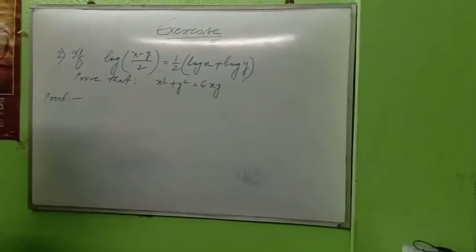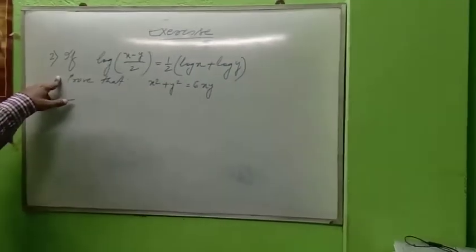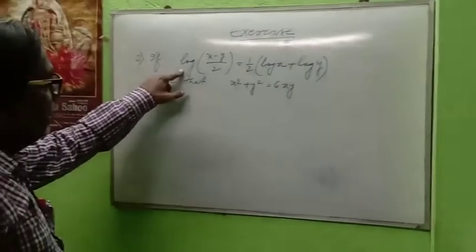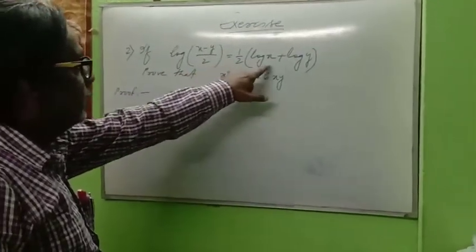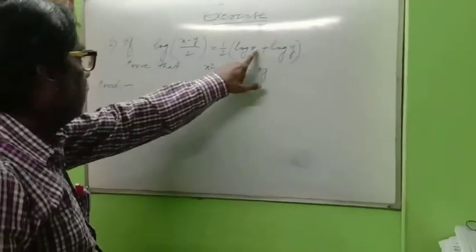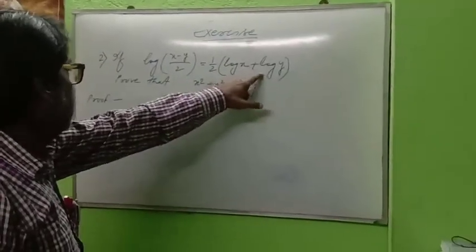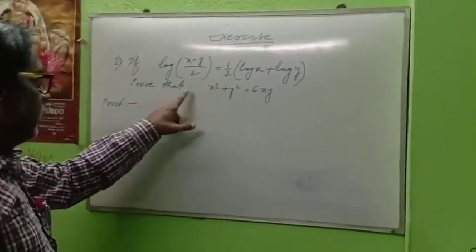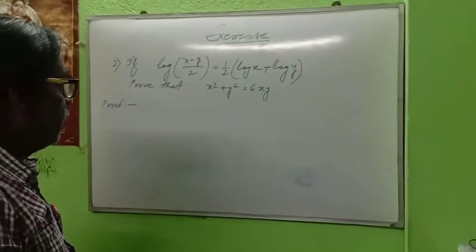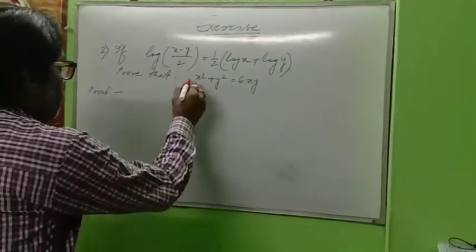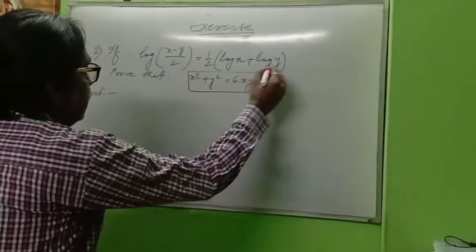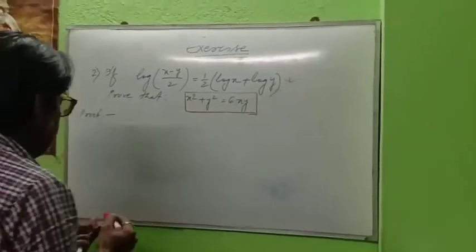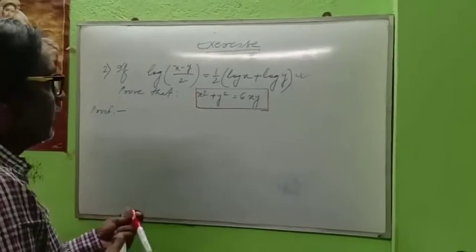See question number 2. If log (x minus y by 2) is equal to half (log x plus log y), it is given. Prove that x square plus y square is equal to 6xy. You have to prove this one. This part is given, and you have to prove by the help of the given part.